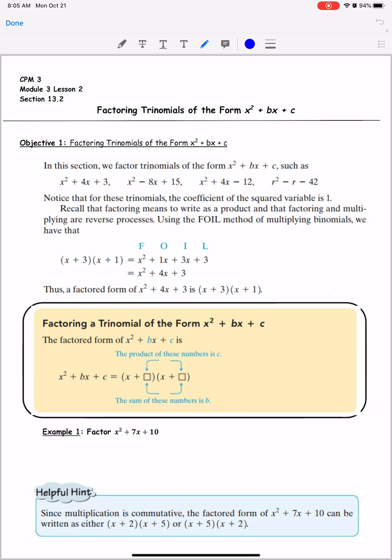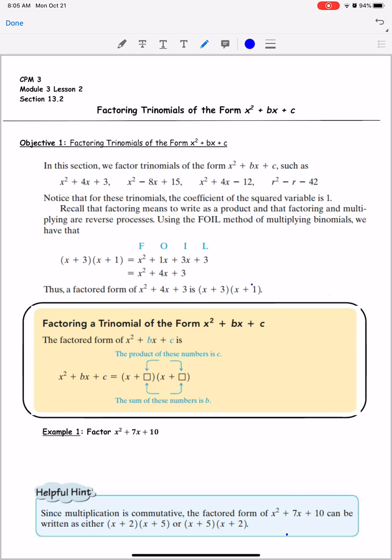Basically what we're doing today is the opposite of what we did in Lesson 1. In Lesson 1, we were given two binomials, and then we would FOIL, right? We would do the first, the outer, the inner, the last, and then we would get our answer x squared plus 4x plus 3 once we combined like terms. Now I'm going the opposite way.